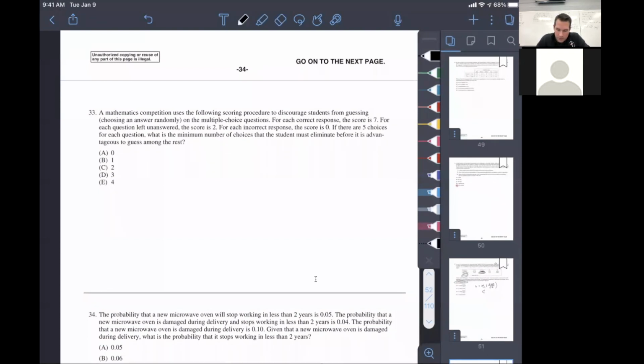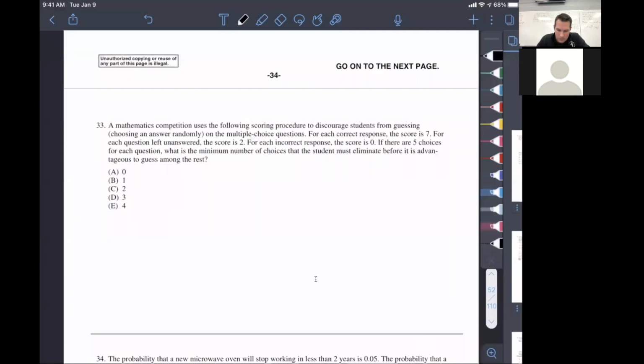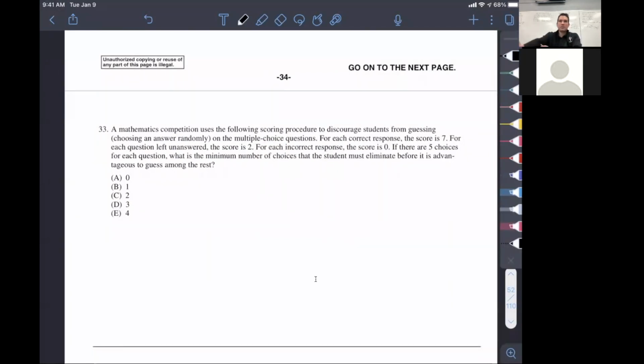33. A mathematics competition uses the following scoring procedures to discourage students from guessing. On the multiple choice questions, for each correct response, the score is 7. For each question left unanswered, the score is 2. For each incorrect response, the score is 0. If there are 5 choices for each question, what is the minimum number of choices that a student must eliminate before it is advantageous to guess among the rest?